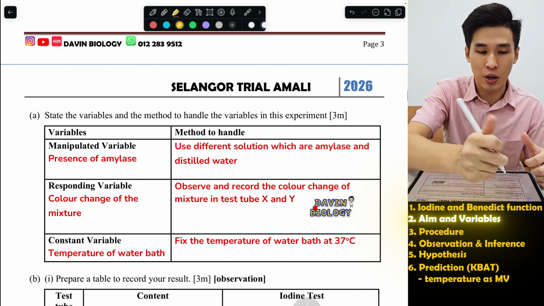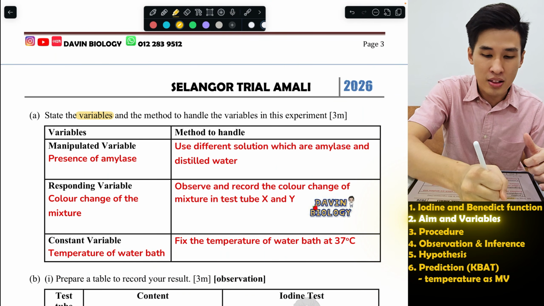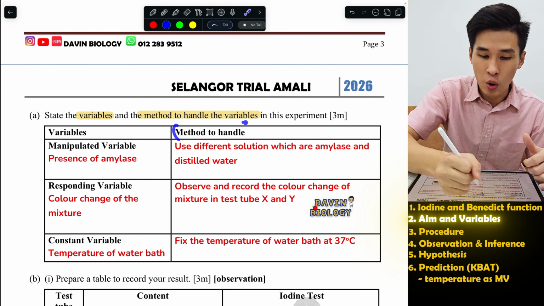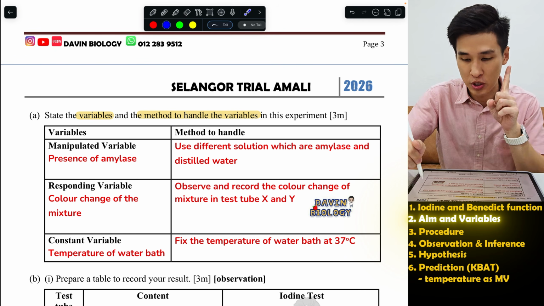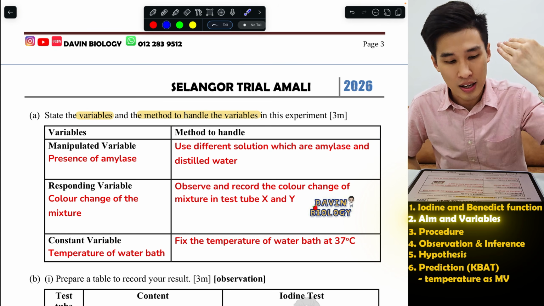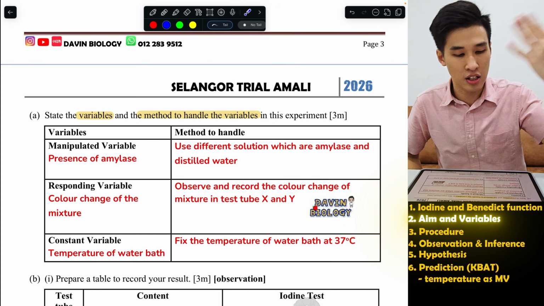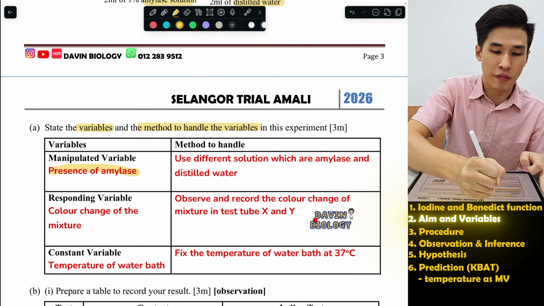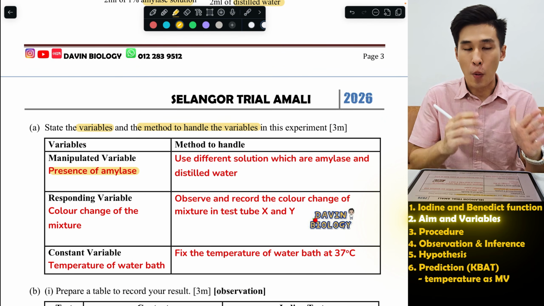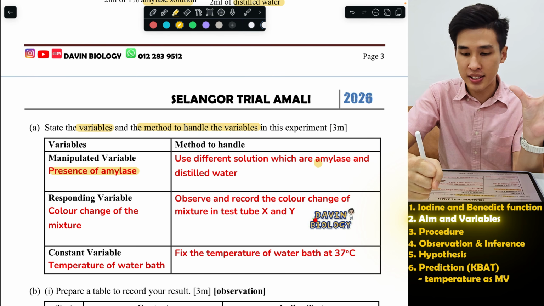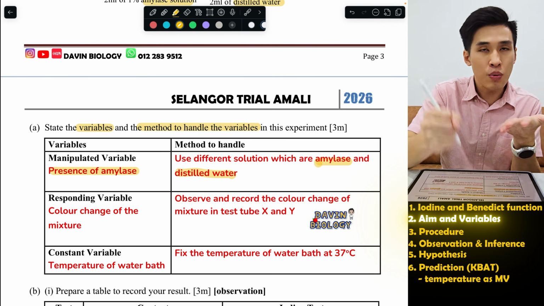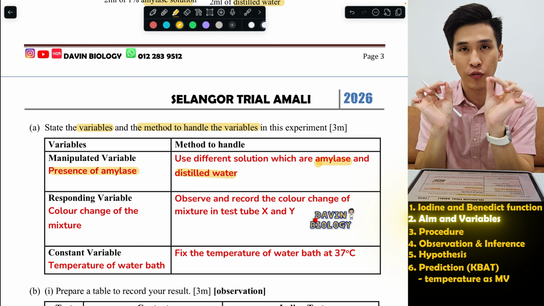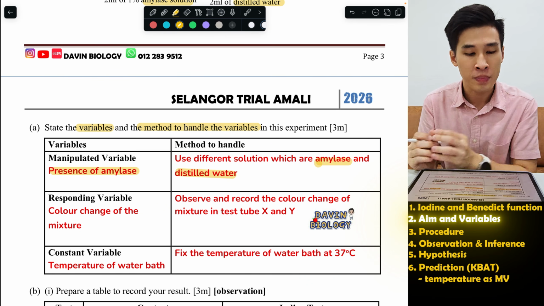Usually for variables, they'll ask: state the variables and the method to handle the variables. You must know the method to handle if they ask you procedure, because for procedure you must write this. But sometimes they will ask questions like: state the responding variable and the method to handle, or state the constant variable and the method to handle. First, the manipulated variable we already know: presence of amylase. Of the 2 test tubes, one has amylase, one doesn't, which has distilled water. Later when you write your procedure, so long as you mention amylase and distilled water, you get marks for the manipulated variable.